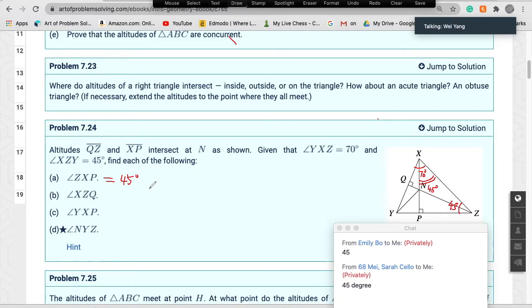Now let's see XZQ. They ask you this angle. Let me change the color. Everybody calculate this. What's this angle XZQ? It's also very easy. Send me your answer. If you did not get this one, that means you wasted your time. Okay, very good. Emily, you're right. Who else?